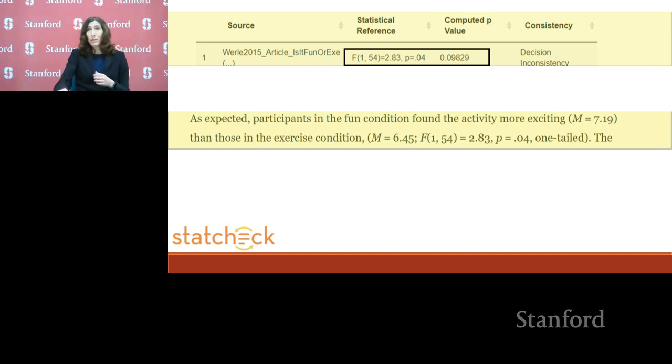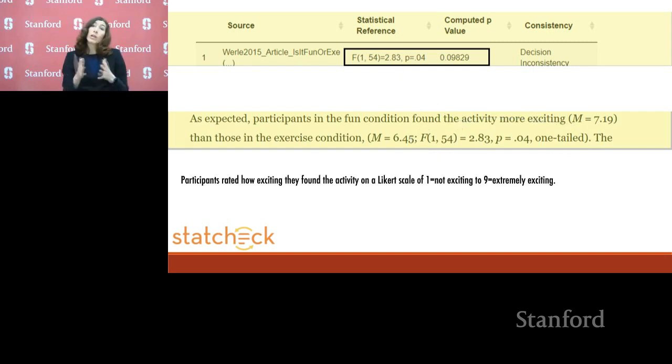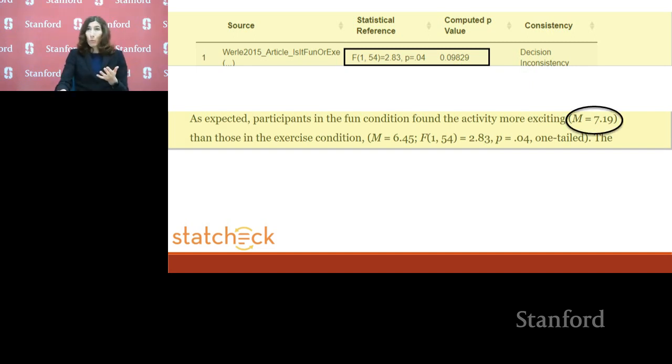They asked the participants to rate how exciting they found the walking activity on a scale from 1 to 9, where 9 means extremely exciting. And they found that the fun group rated the excitement as an average of 7.19, which was a bit higher than the exercise group, which rated it at 6.45. When they made a formal statistical comparison between those two means, that's where that F statistic of 2.83 came out.